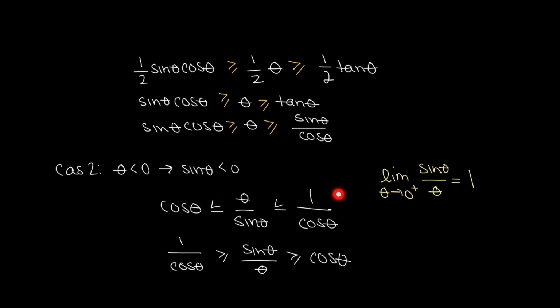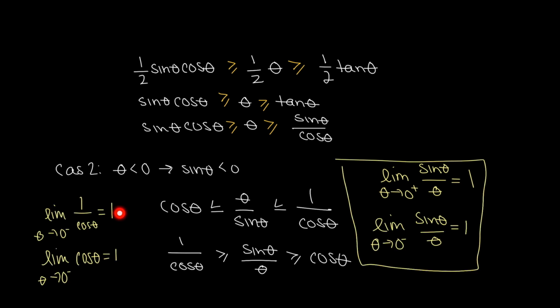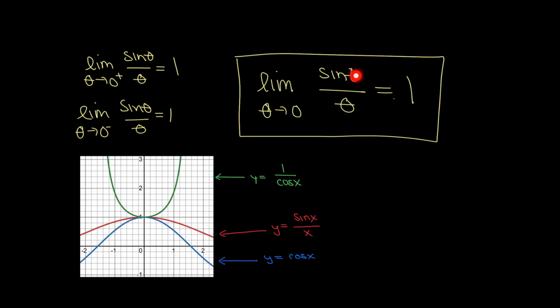If we want to compare the reciprocals of each of these, the direction of the inequality is going to flip. So 1 over cosine theta bigger than or equal to sine theta over theta, bigger than or equal to cosine theta. We can find the limit of our boundary functions. So we can find the limit as theta goes to 0 of 1 over cosine theta and of cosine theta. Both of those are 1. So that tells me my left-hand limit is 1, and therefore the limit as theta goes to 0 of sine theta over theta has to equal 1.